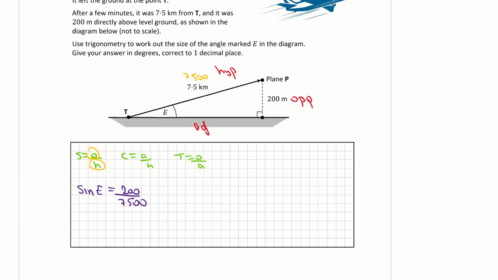So we need to do the inverse of this. Sorry here, things are just popping up, but I'm going to move over the sine here. So that's going to become E, my angle, sine inverse on your calculator of 200 over 7,500. So just be careful on your calculator here to press the inverse button. So your angle E is 1.528 degrees. The question wants it to 1 decimal, so therefore E is 1.5 degrees because I'd round the 0.528 down to 0.5.